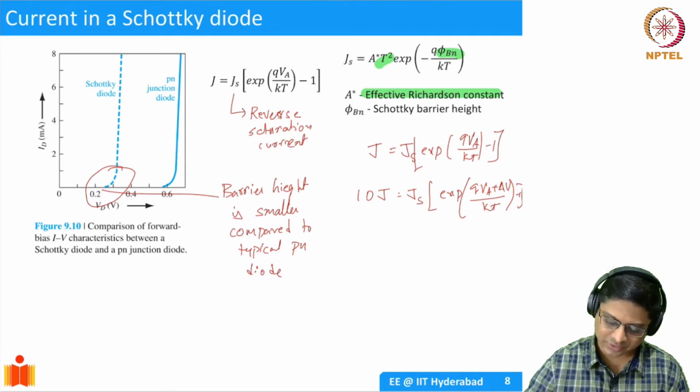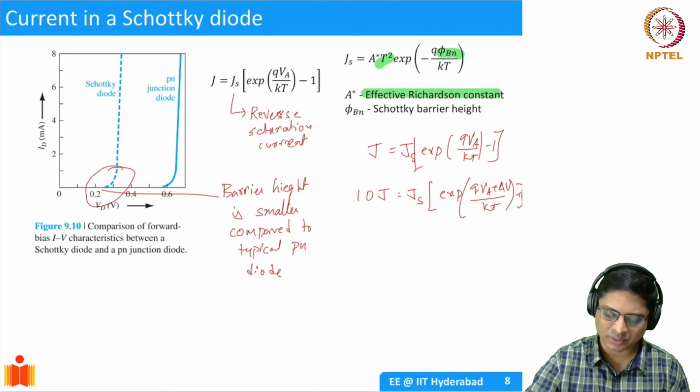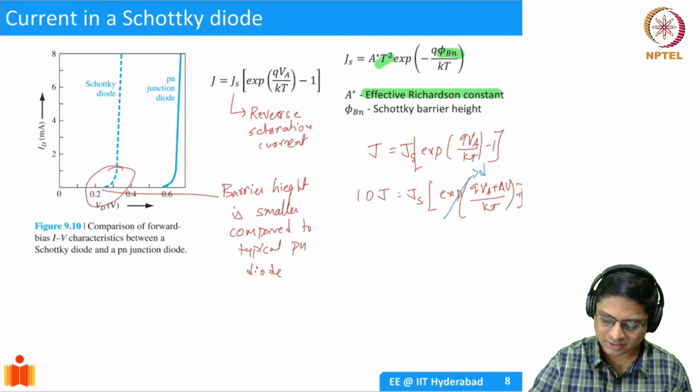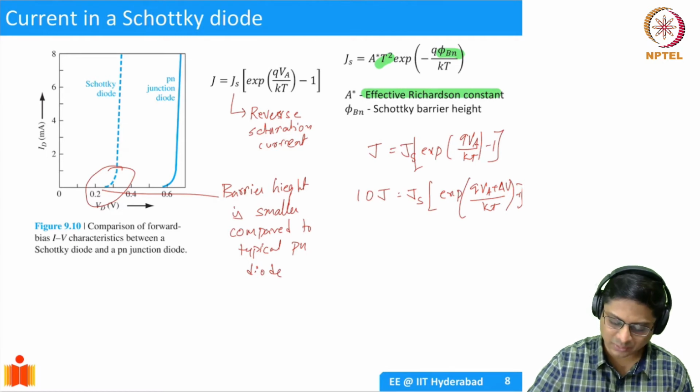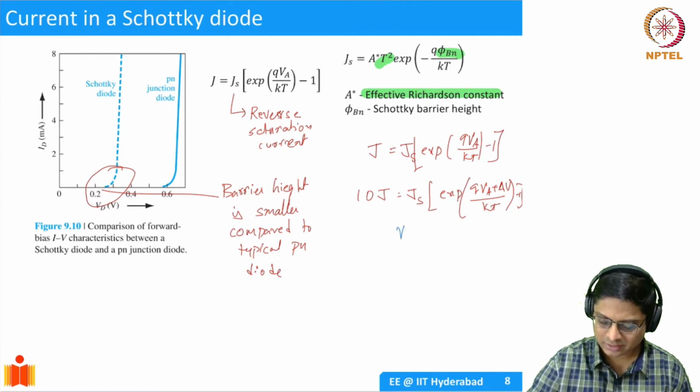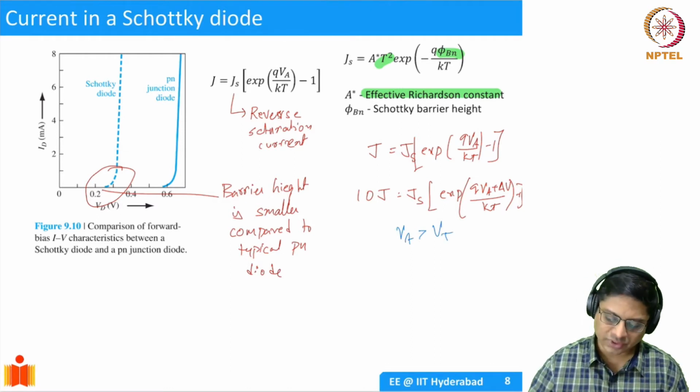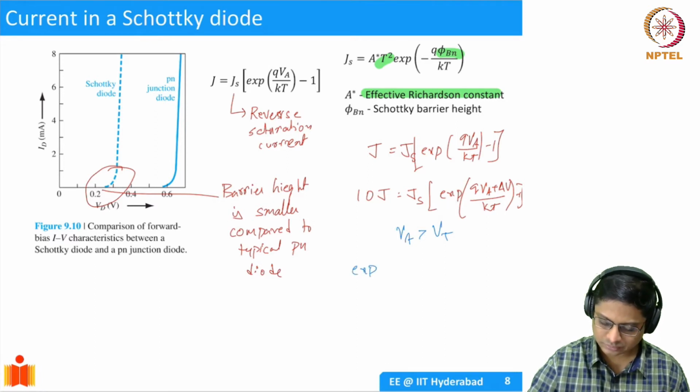If you solve this expression, you can assume that this term is dominant, because we are already in the forward bias. We'll assume that we are actually doing it in the forward bias, so VA is above threshold, and you can ignore the 1. You take the ratio. So essentially, what you get is exponential of Q delta V divided by KT equal to 10.